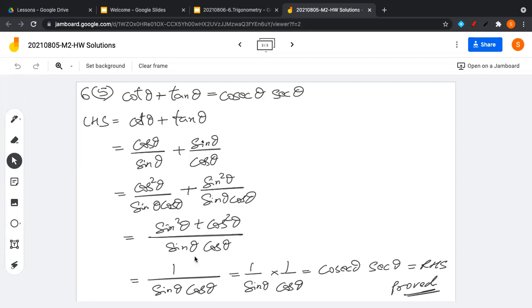Sine square theta plus cos square theta is 1. So now going back to where we began, 1 by sine becomes cosec and 1 by cos becomes sec, and that is the RHS, and hence we have proved what we were required.